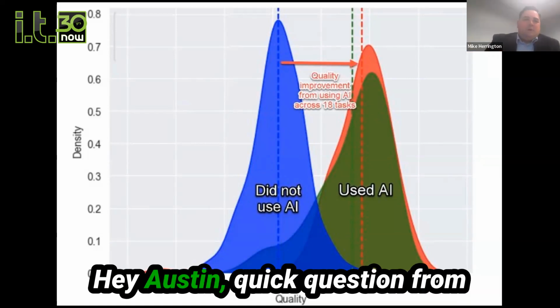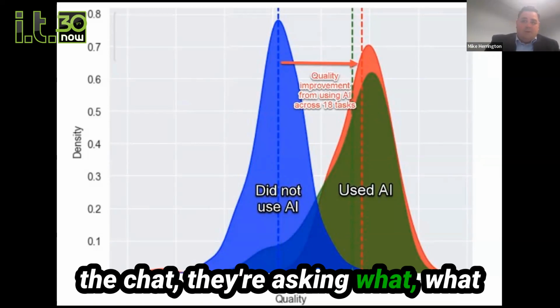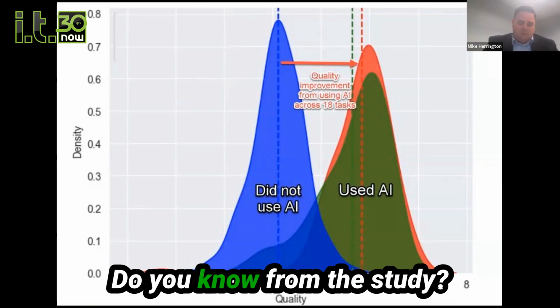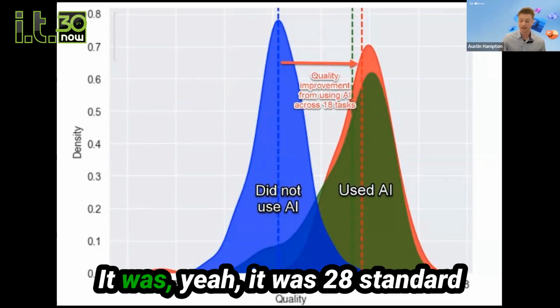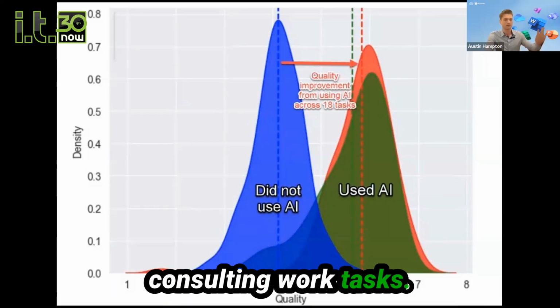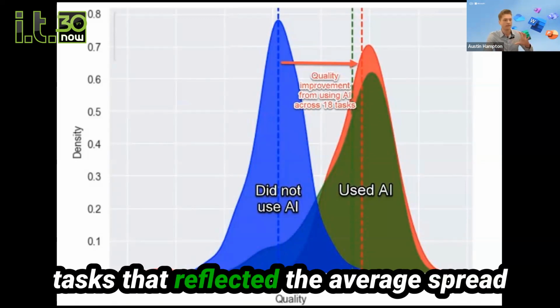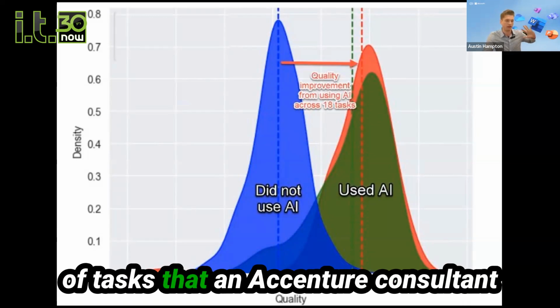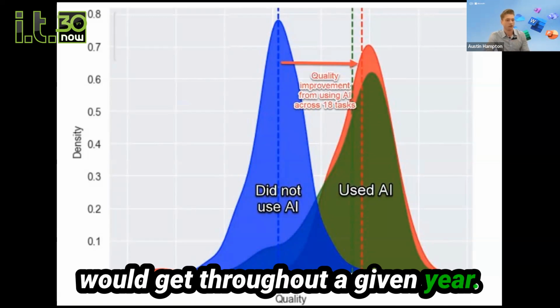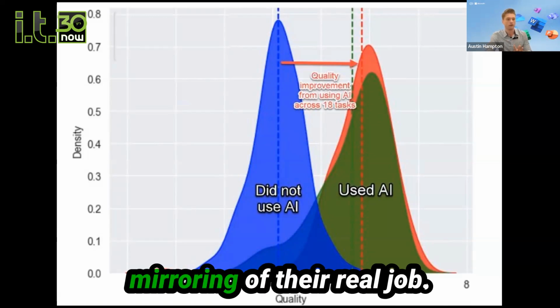Hey, Austin, quick question. Chat, they're asking what kind of work tasks were performed. Do you know from the study? It was 28 standard consulting work tasks. They took a sample of 28 different tasks that reflected the average spread of tasks that an Accenture consultant would get throughout a given year. So it was a really good mirroring of their real job.